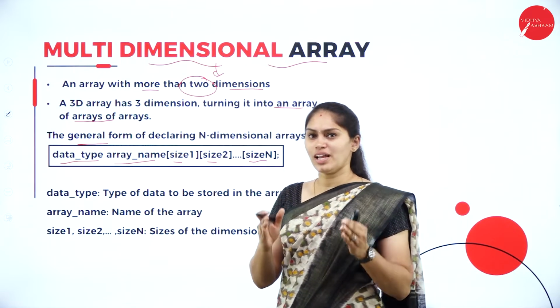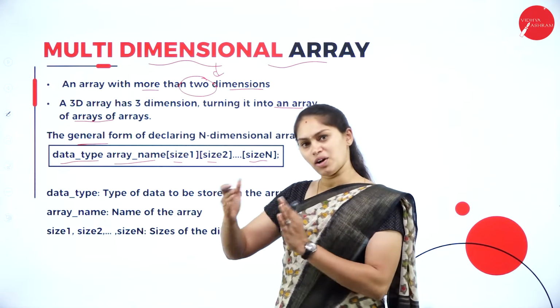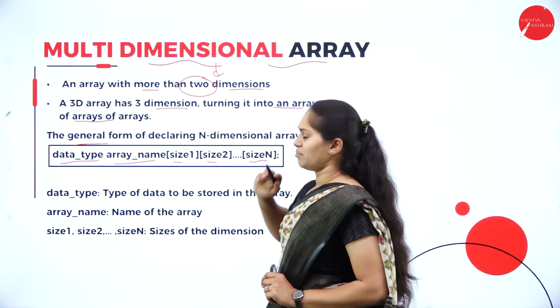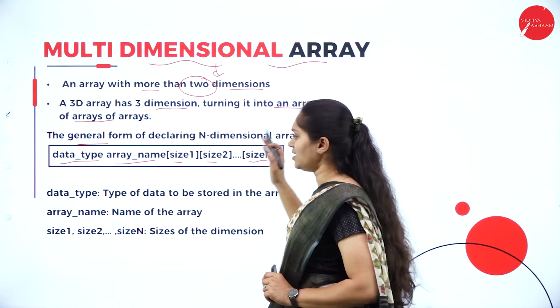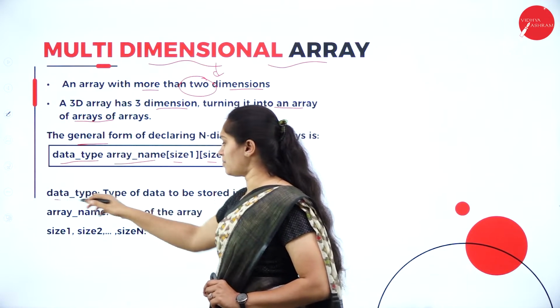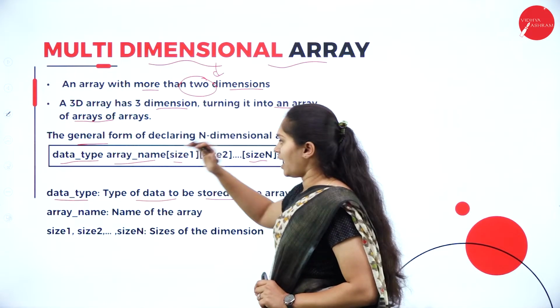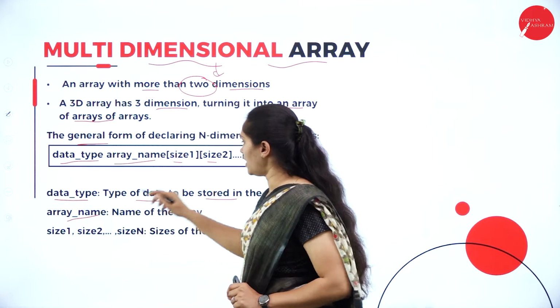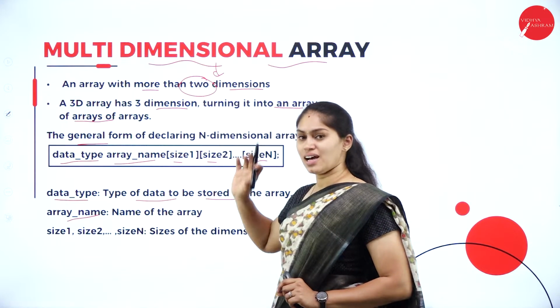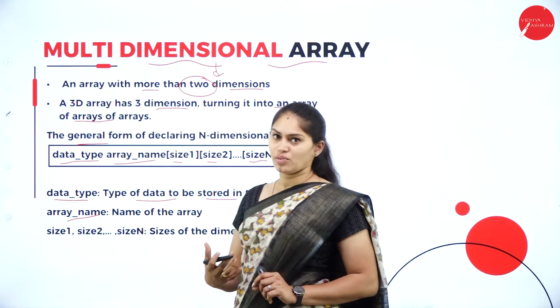That means it's not only restricted to rows and columns, and we also have one more dimension. That's why it is considered a 3-dimensional array. So here data type is the type of data which needs to be stored in the array, array name is the name of the array, and here size represents the number of dimensions that we are taking.